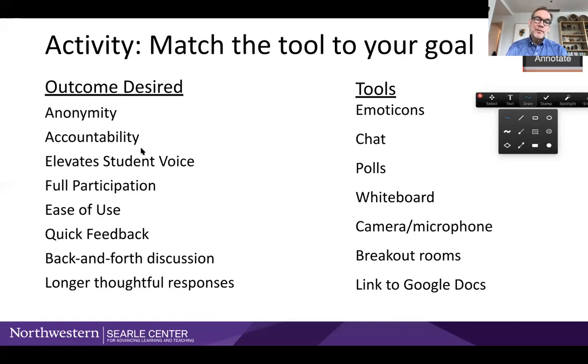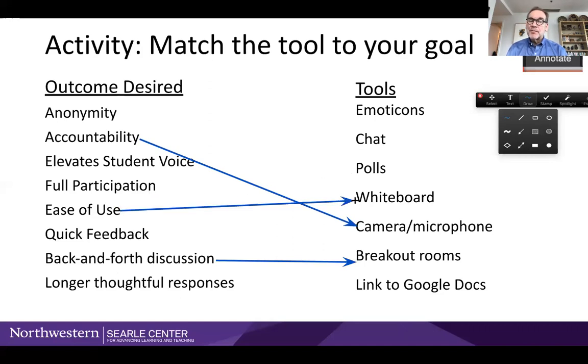And so, for example, around accountability, we might use cameras and microphones to keep people thinking about that. If I want a back and forth discussion, I'm definitely going to want to think about breakout groups. Ease of use is whiteboarding, of course, and perhaps polls. That's very easy to use. Full participation, you might then go back to camera and microphone. Longer, thoughtful responses, things like Google Docs.